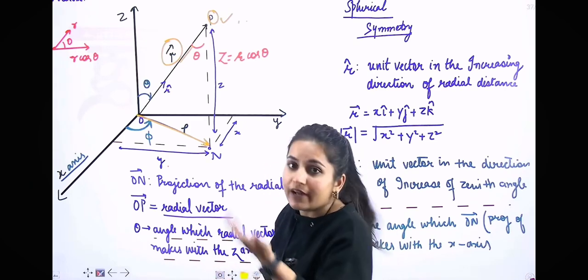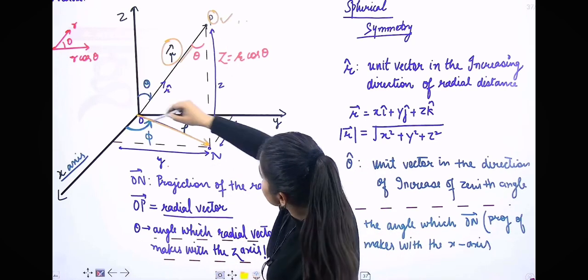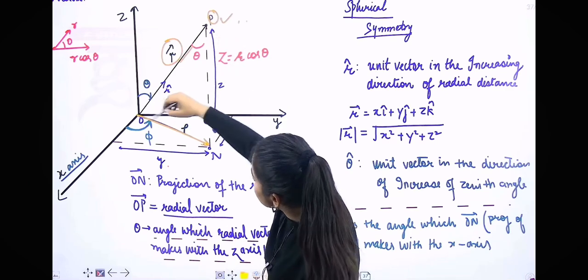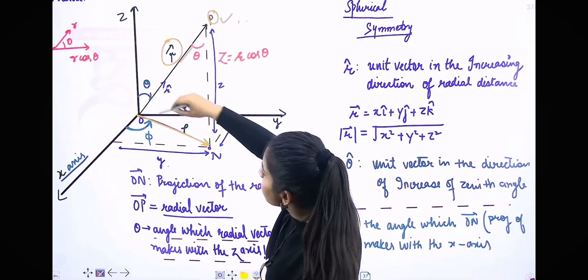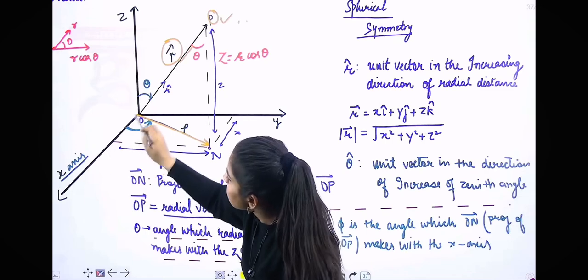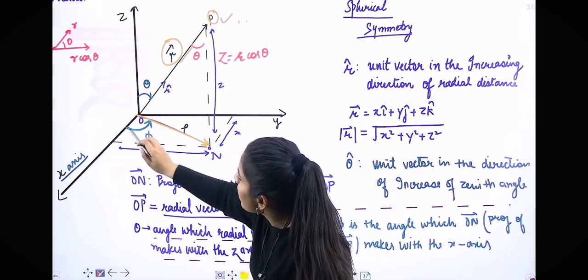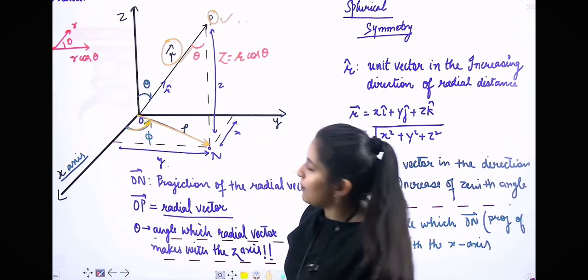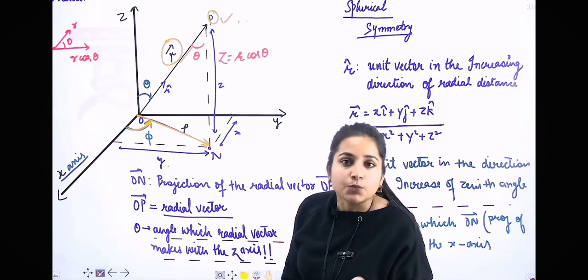Now what is phi cap? You can see this is the projection vector of this vector. Now this projection vector ON makes an angle with the x-axis and that angle is known as phi cap. This angle we call phi cap angle.